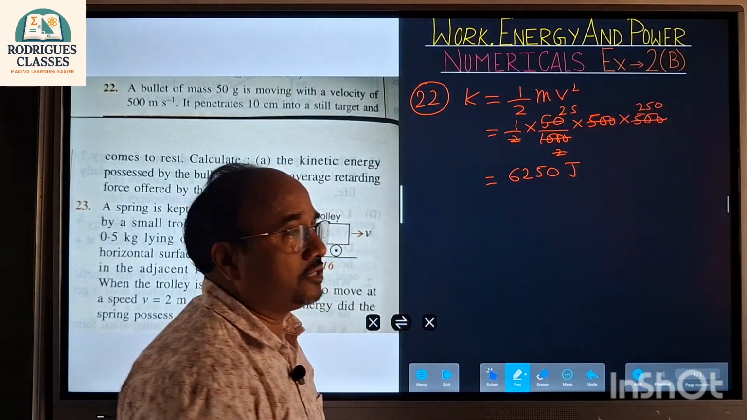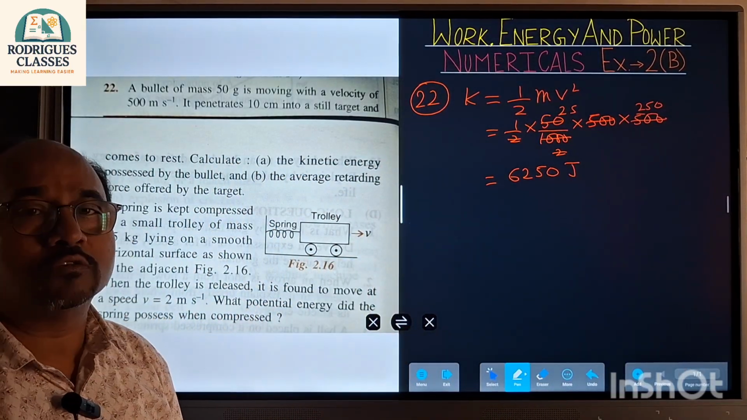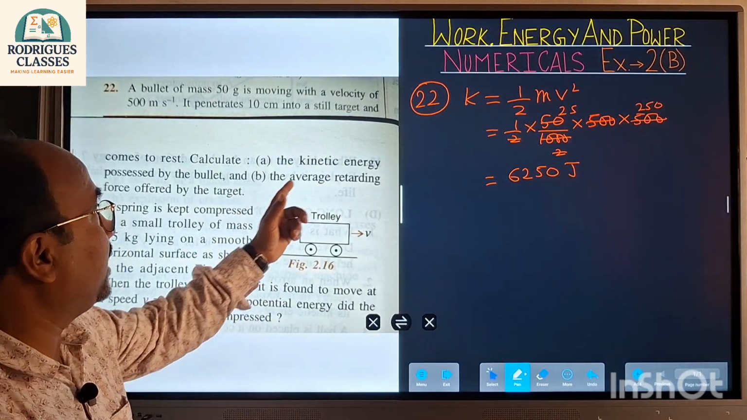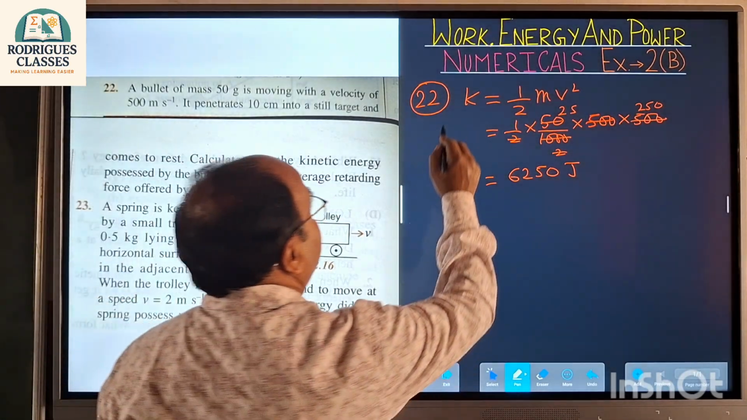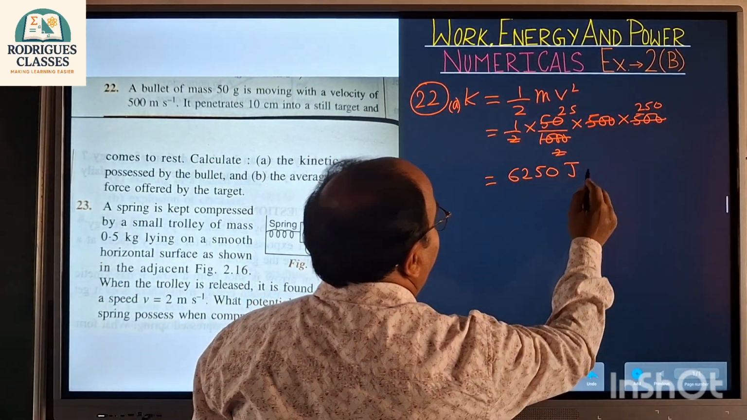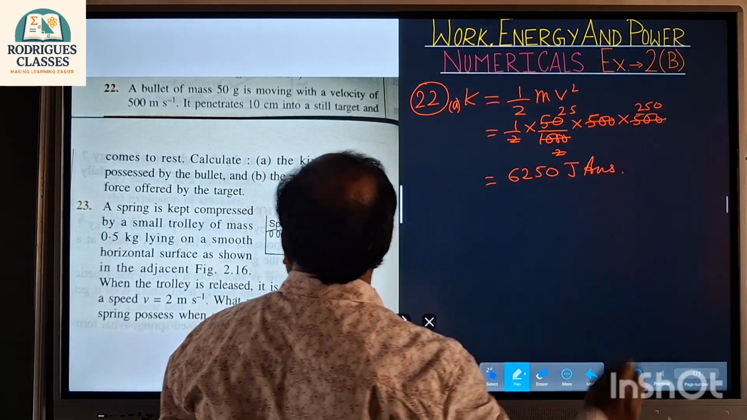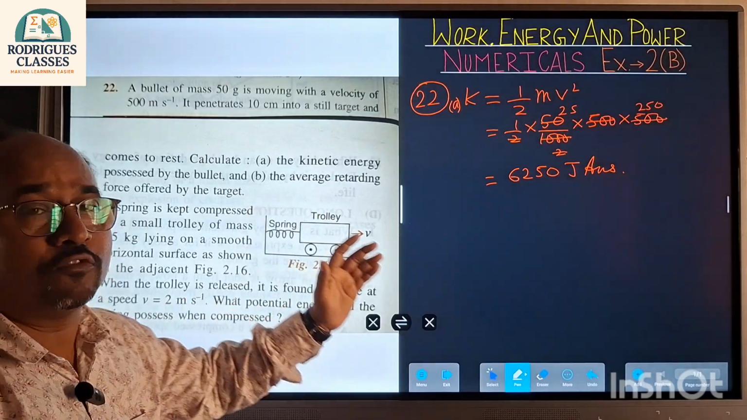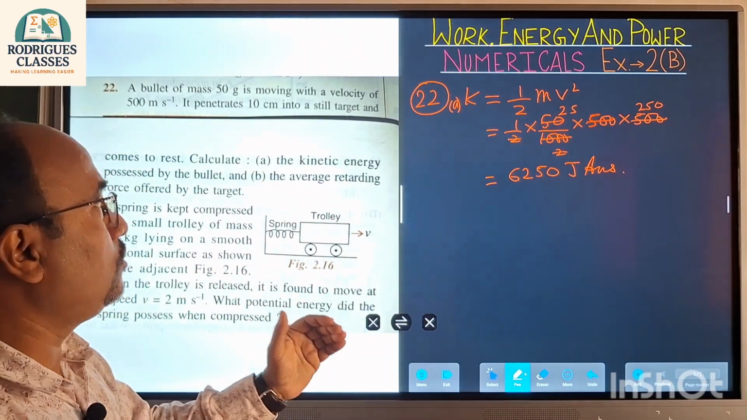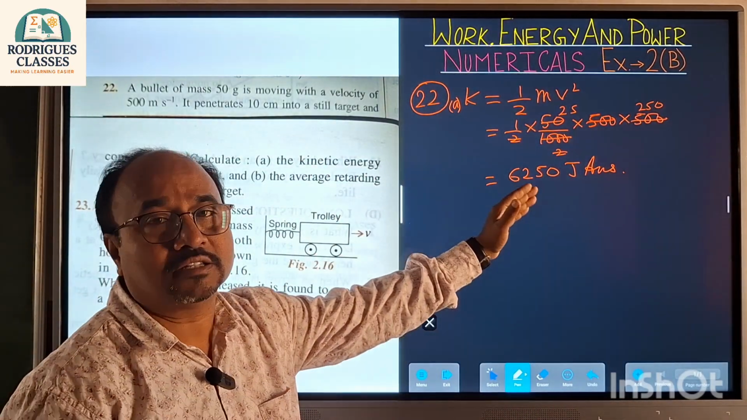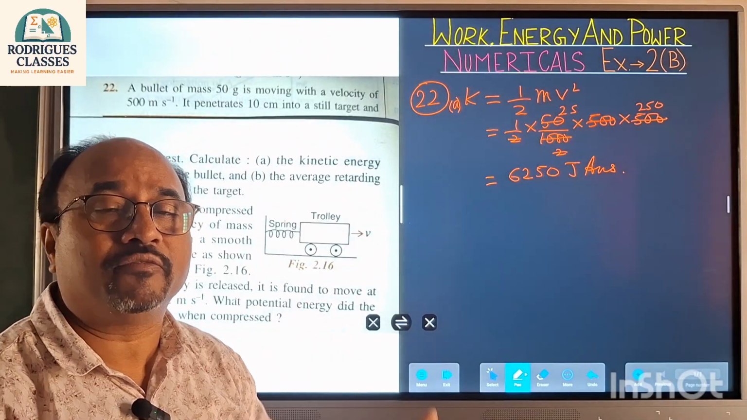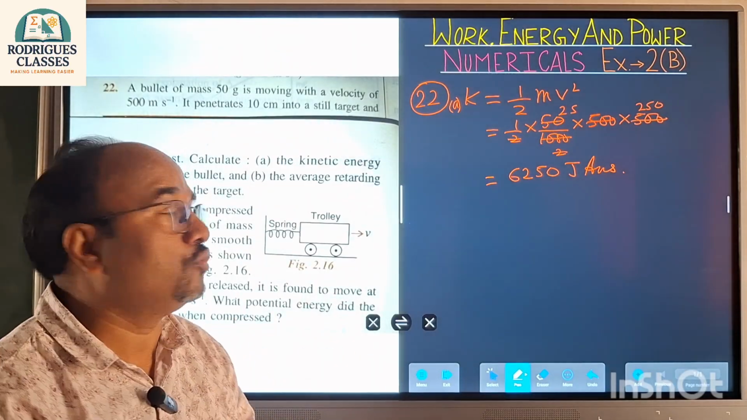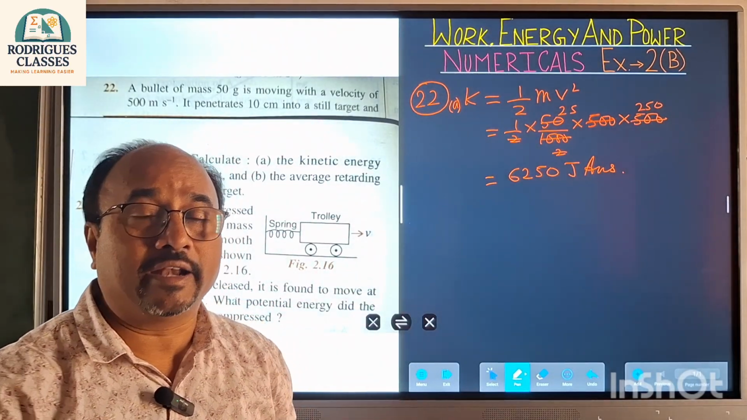So the kinetic energy possessed by it is 6250 joule. That is your answer for the A part. So we were doing the A part, this is the answer for it. Now the next part, it is asked what is the average retarding force offered by the target. So as I said, this is the kinetic energy the body is having. If it is brought to rest, it has to do this much of work done to bring it to rest.